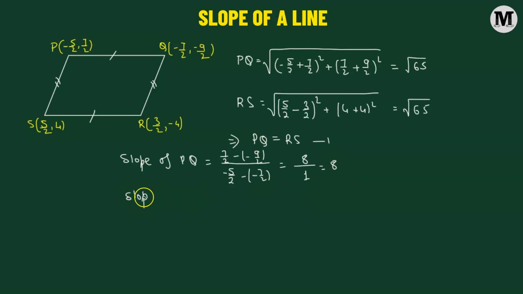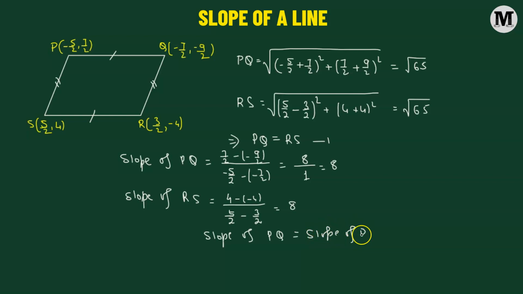Let's find the slope of side RS. In the numerator we take the difference of the y coordinates, 4 minus negative 4, divided by, in the denominator, the difference of the x coordinates, 5 over 2 minus 3 over 2. This is also going to give us a value 8. Clearly, the slope of line PQ equals the slope of RS. And when the slopes of two lines are equal, the lines are parallel, so side PQ is parallel to RS. Let this be 2.